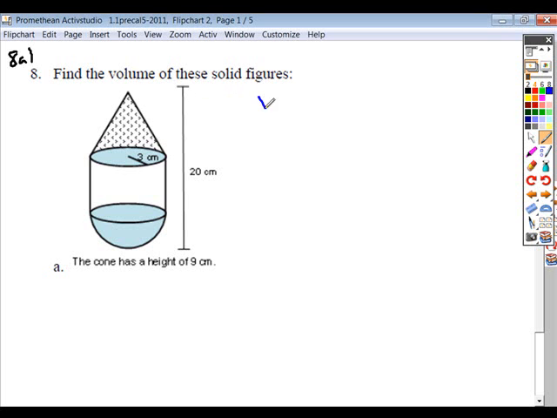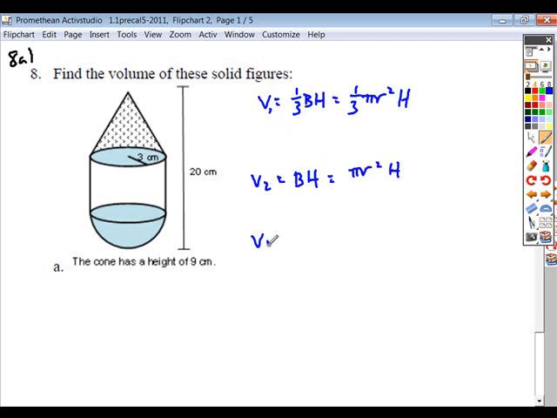So we have a cone, which is 1/3 capital B, capital H, where our base is a circle, so that's pi r squared h. So here's the volume of our cone. We also have the volume of this cylinder next, which is capital B, capital H. The base is a circle, so pi r squared h.